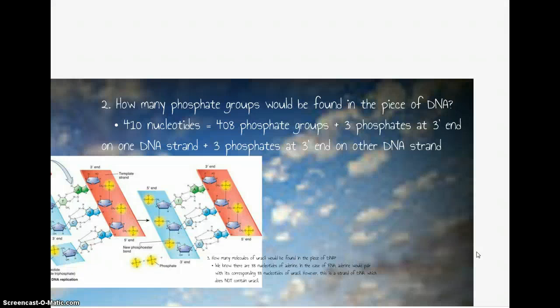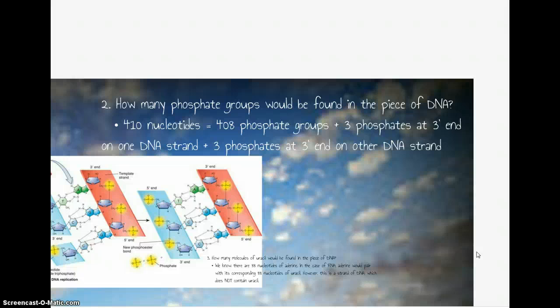Second question. How many phosphate groups would be found in the piece of DNA? There are 410 nucleotides, and there are 408 phosphate groups, and 3 phosphates at the 3' end on one DNA strand, and 3 phosphates at the 3' end on the other DNA strand.